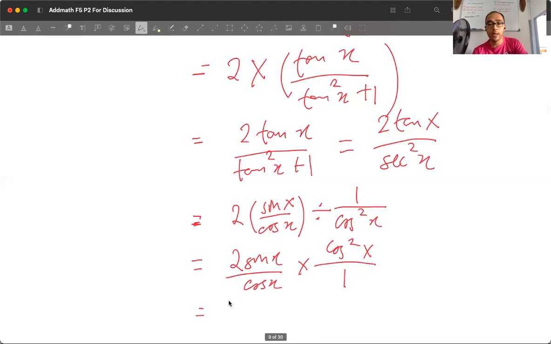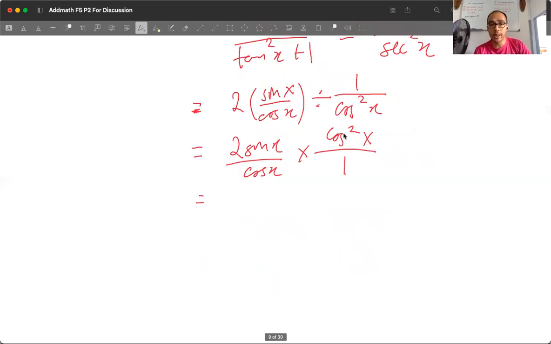Then what happens over here? This cos squared x and this one can multiply and cancel, so I get 2 sine x cos x, which will give me sine 2x. QED. Done.